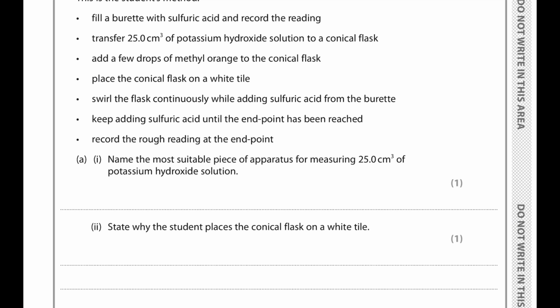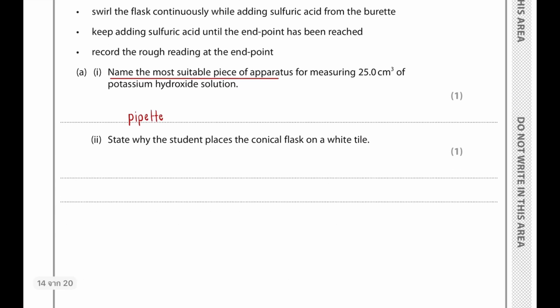So name the most suitable piece of apparatus for measuring 25 cm cube of potassium hydroxide solution. So we will use a pipette. Next, state why the student places the conical flask on a white tile: in order to observe the color change clearly.